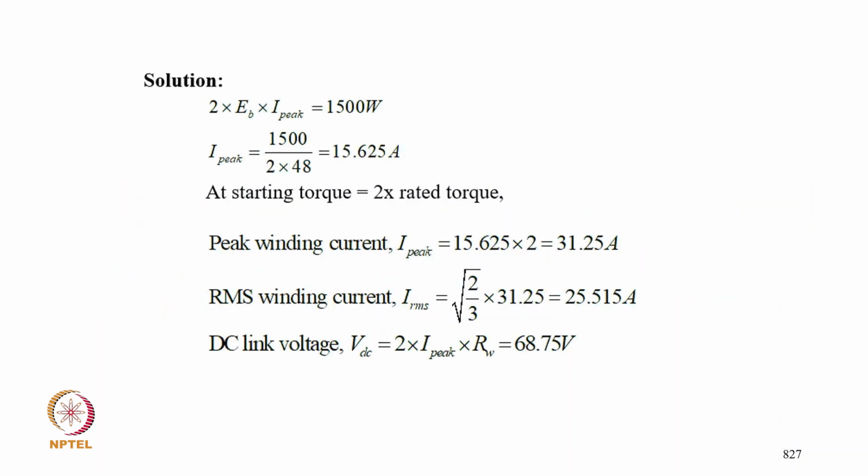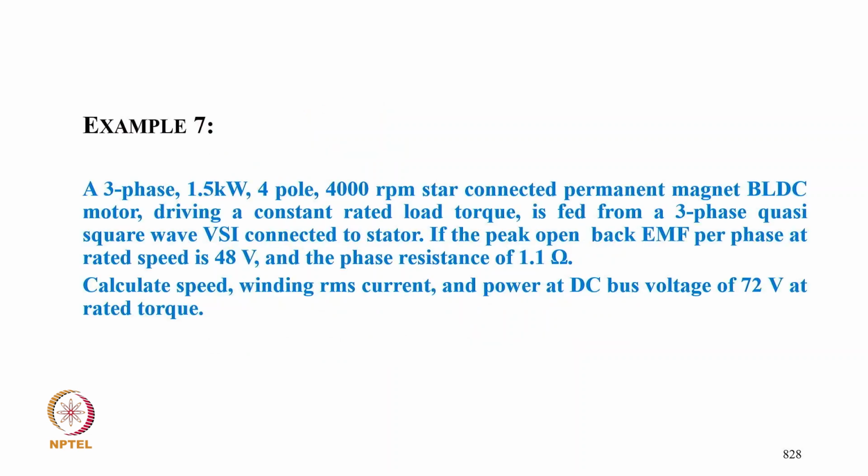So the solution is 2 into V into IP equals 1500. So IP comes 1500 by 2 into 48, so 15.625, and it is starting at twice the rated torque. Peak winding current is 15.625 into 2, 31.25, and RMS winding current is IRMS equals IP times root 2 by 3, so it comes 25.515 ampere, and DC link voltage is 2 into IP into RW, that's 68.75 volt.